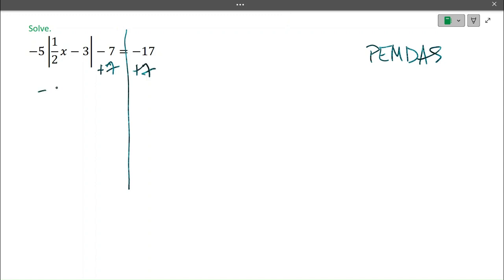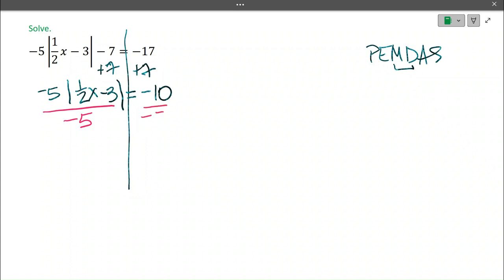When I do that, I end up with negative 5 times the absolute value of half x minus 3, all in the absolute value bars, equals negative 17 plus 7, which is negative 10. All right, now I am to the multiplication and division part of my PEMDAS, and I'm going to divide by negative 5. So make sure you divide by that negative. And I'm left with half x minus 3 in the absolute value bars equals positive 2.